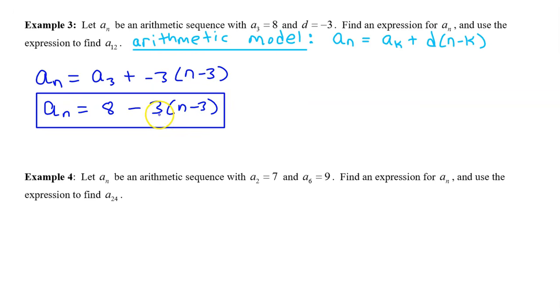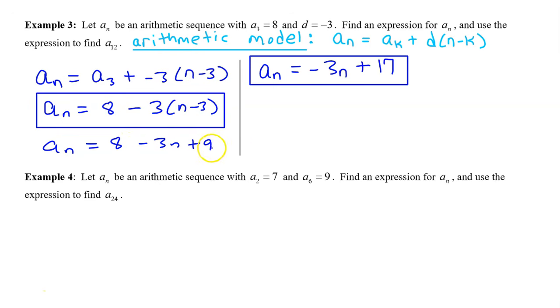This is a perfectly good expression for a_n, but sometimes people like to distribute the negative 3, so I'm going to keep going just to show you the other form. Make sure you distribute negative 3, not just 3. So negative 3 times n is going to be minus 3n, and then negative 3 times negative 3 is positive 9. Combining like terms gives us another expression for a_n.